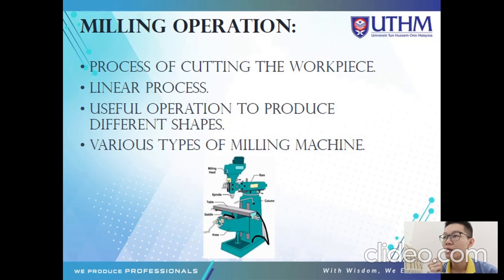Other types of milling machines are knee-type milling machine, universal horizontal milling machine, ram-type milling machine, universal ram-type milling machine, and swivel cutting head ram-type milling machine. Now let's talk about the drill operation.